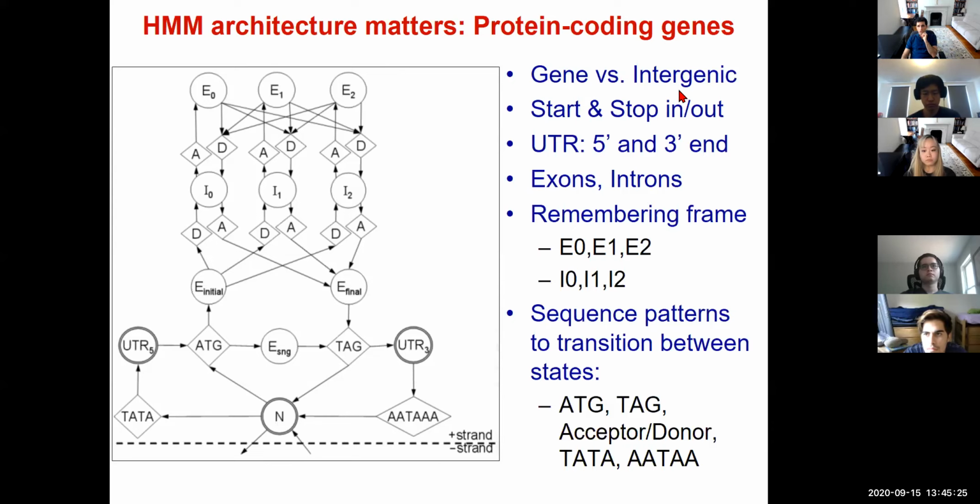So we have gene versus intergenic, we have start codons, stop codons, we have 3' and 5' UTRs, untranslated regions, exons and introns, and then we're remembering the reading frame with E0, E1, E2, and then the sequence patterns to the transitions between them, their ATG and then TAG. You can see here we have to go through ATG, we have to go through TAG. Okay? So basically the reason why I'm showing you this is for you to realize that hidden Markov models are not just cool algorithmically, but they're extremely versatile in the architectures that you can encode for them.